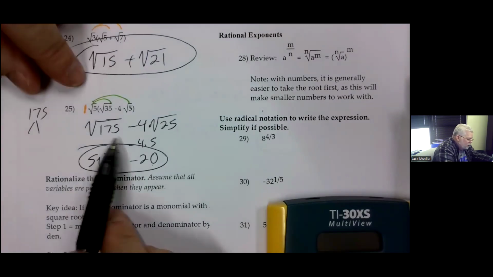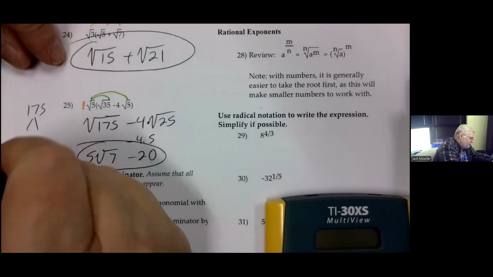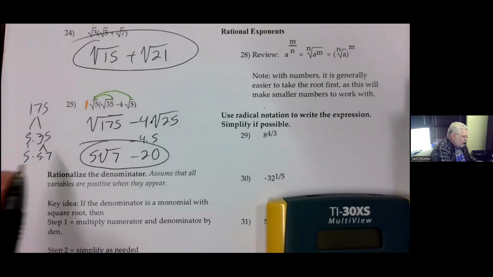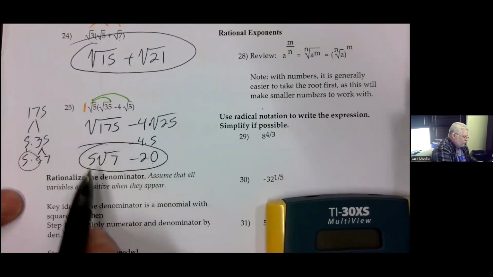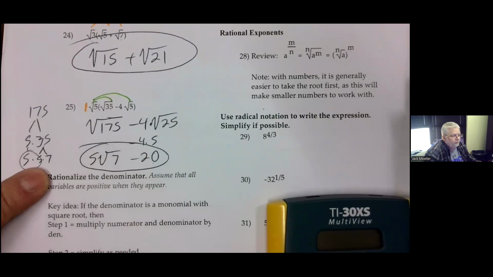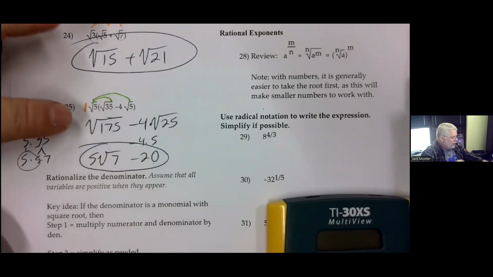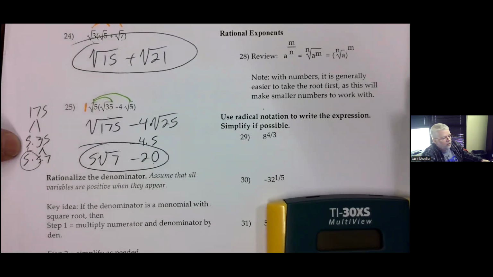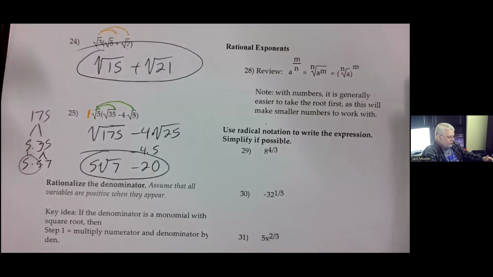Well, how do we get the 175? We did 5 times 35. And then 35 is 5 times 7. So we had a pair of 5s, and we had a 7 left over. So there you go. Again, if you're having to simplify these radicals without a calculator, get in the habit of doing your factor trees. All right. That is multiplying.